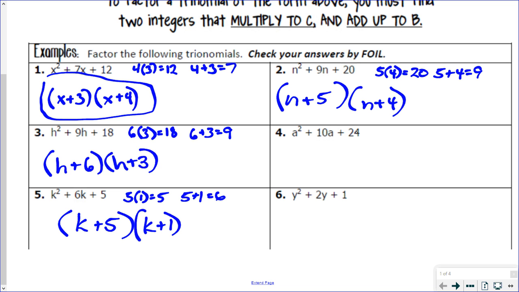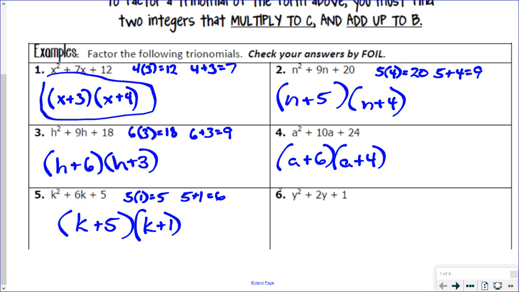All right, what about multiplies to 24, adds to 10? 6 and 4. So a plus 6 times a plus 4. And again, keep in mind, if you were to multiply these together, you should end up back where you started. So you can always check your answer.